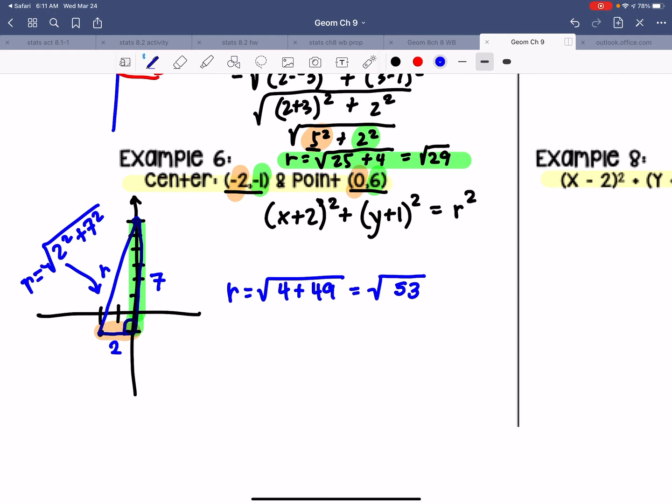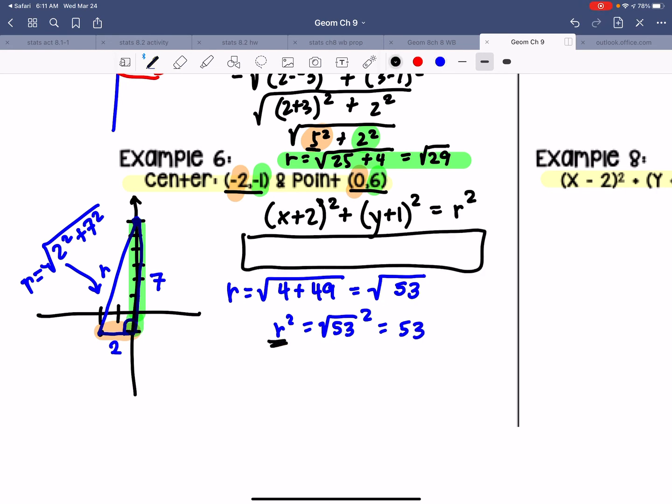Interesting. So if our radius is equal to the square root of 53, then our radius squared is equal to 53, which is just plain old number 53. So we're ready to finish out our equation. If r squared is 53, we can plug in 53 here. Voila.